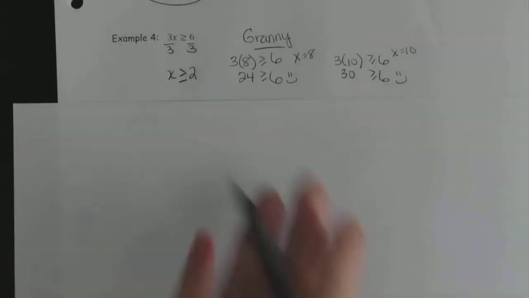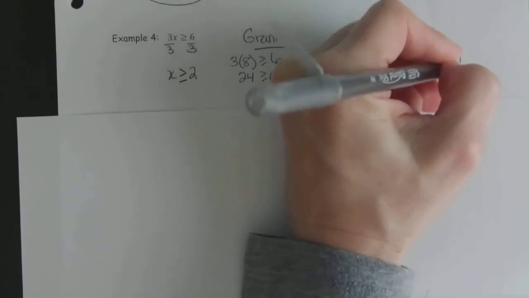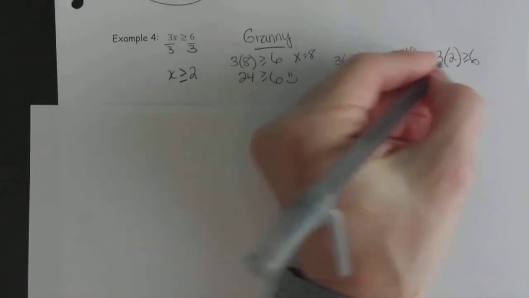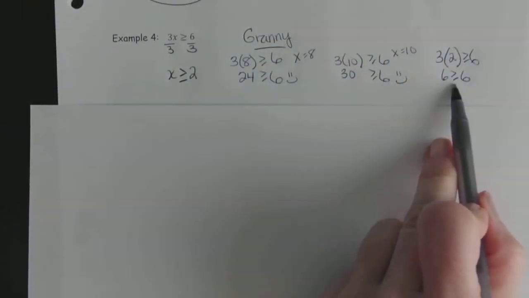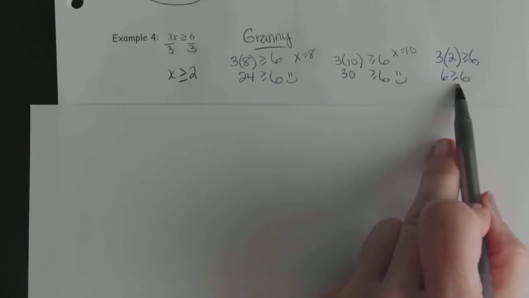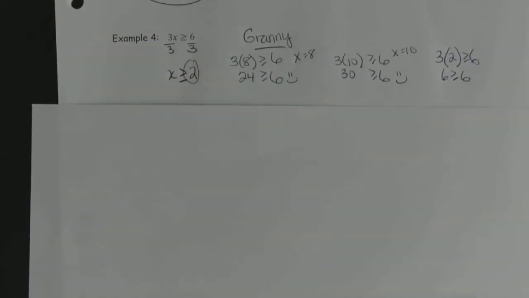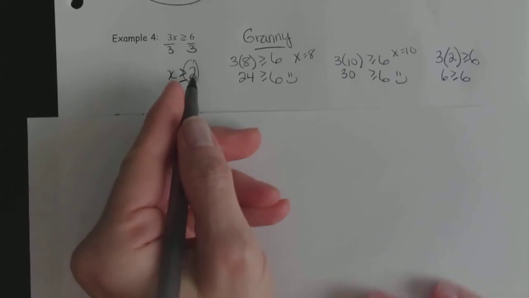2 is sort of the edge when you think about it. Let's look at Granny style with the equal to 2. If I take 3 times 2, is it greater than or equal to 6? Just barely, because 3 times 2 is 6. Now 6 isn't greater than 6, but 6 is equal to 6. So that 2 right there, I think of as the edge of my solutions.